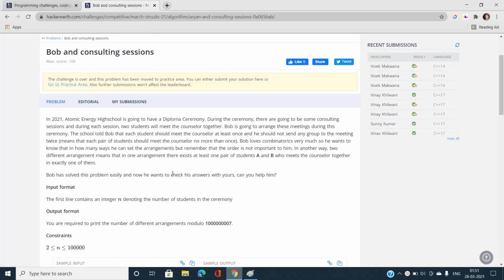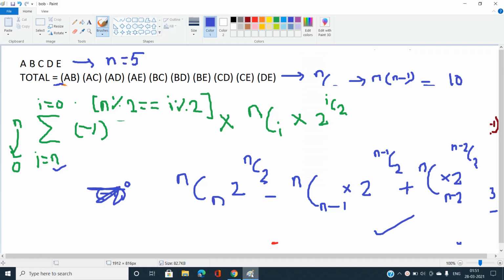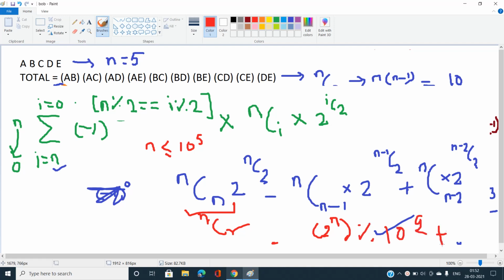One thing I forgot to mention is that n goes up to 10 power 5. So we need to calculate the binomial, that is nCr, very efficiently, and also we need to calculate 2 power n modulus the prime number 10 power 9 plus 7 efficiently. How am I going to do that? Just use binary exponentiation, and if you are unaware of binary exponentiation, check the description section of the video. You will find the very best video for it. Okay, let's code it out.